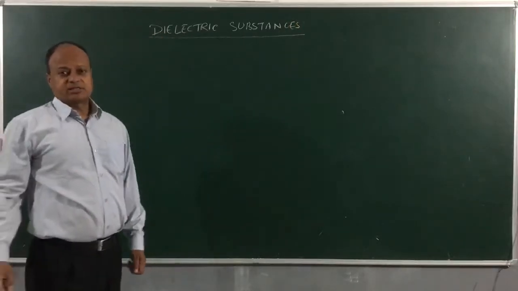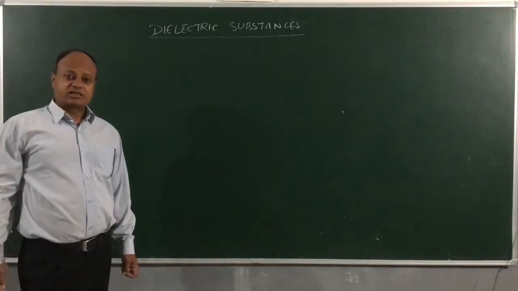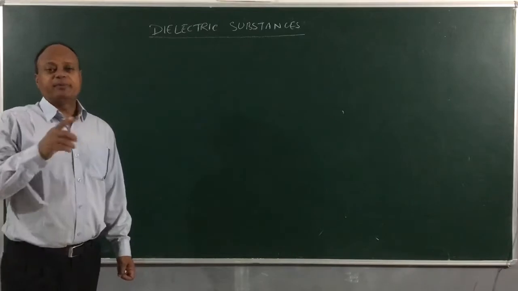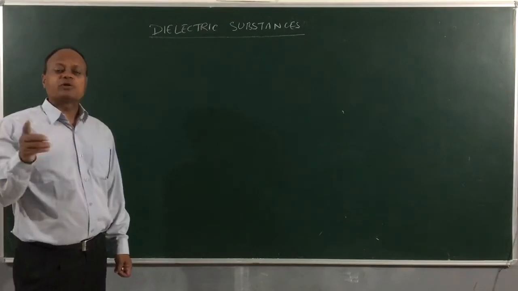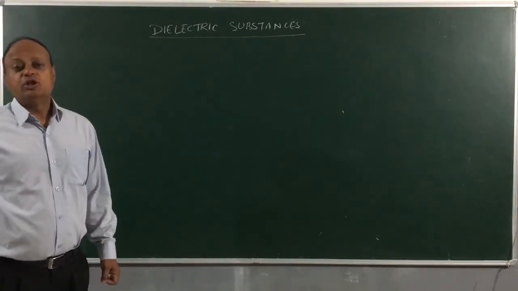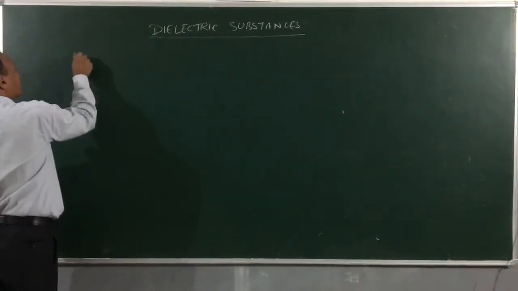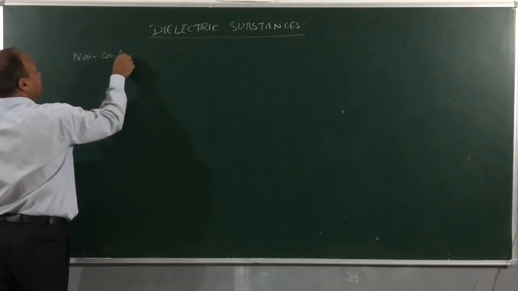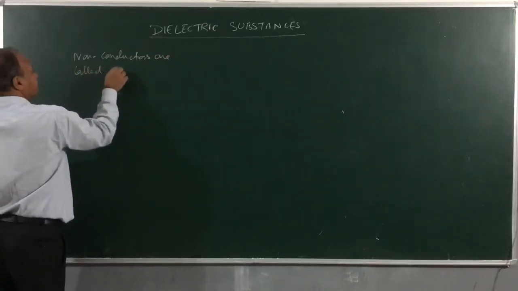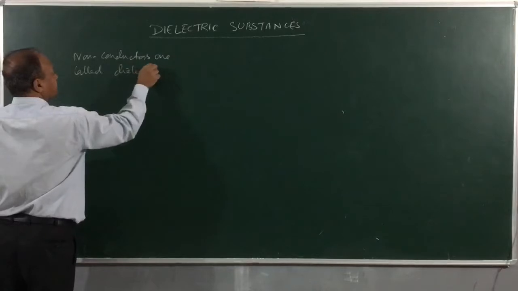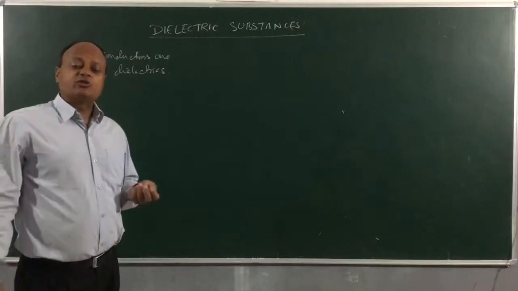What are dielectric substances? In the previous video, we discussed conductors and insulators. Conductors are the substances which permit the movement of charges through them. Insulators are the substances which do not permit the movement of charges through them. Insulators actually are what? Dielectric. So we define non-conductors as dielectrics.